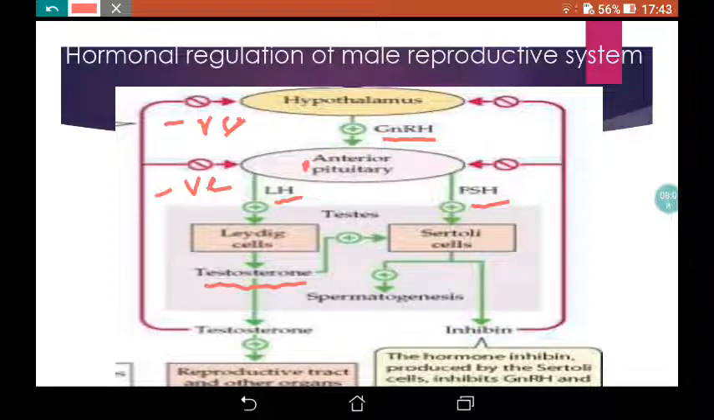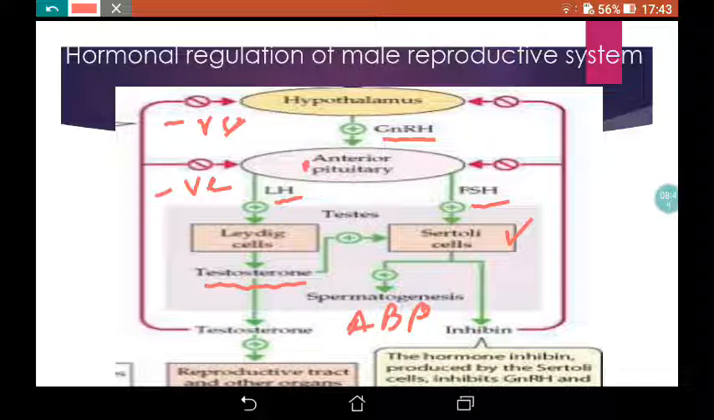Follicle stimulating hormone acts on Sertoli cell. Sertoli cell, you can recall, is a long elongated cell that is present inside the seminiferous tubule, clear, which is called a nurse cell. So this Sertoli cell, when activated by FSH, it produces ABP, that is androgen binding protein. It produces ABP and also produces inhibin. ABP means androgen binding protein.